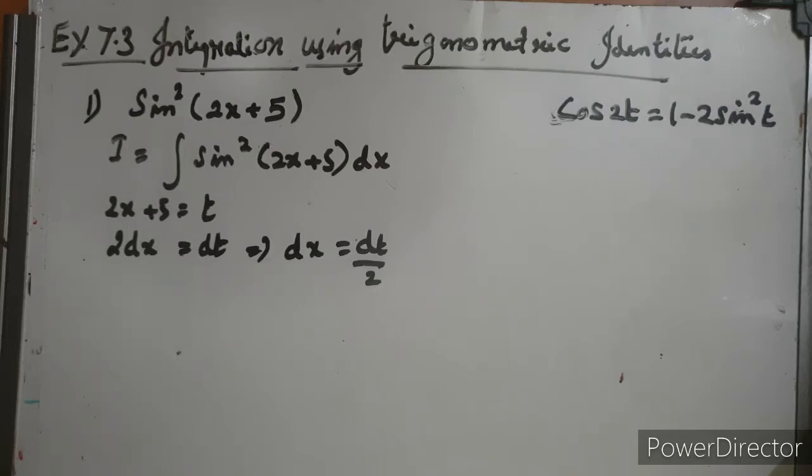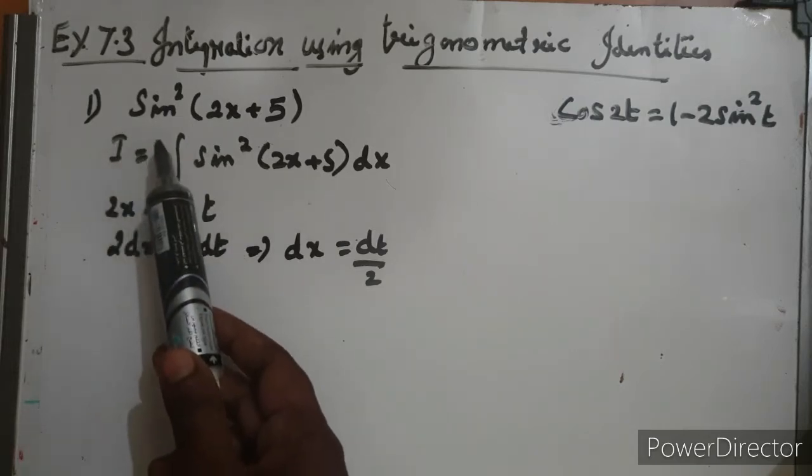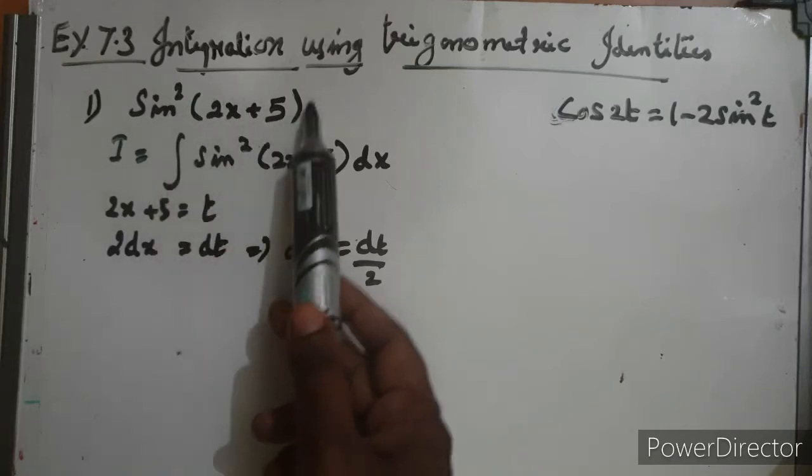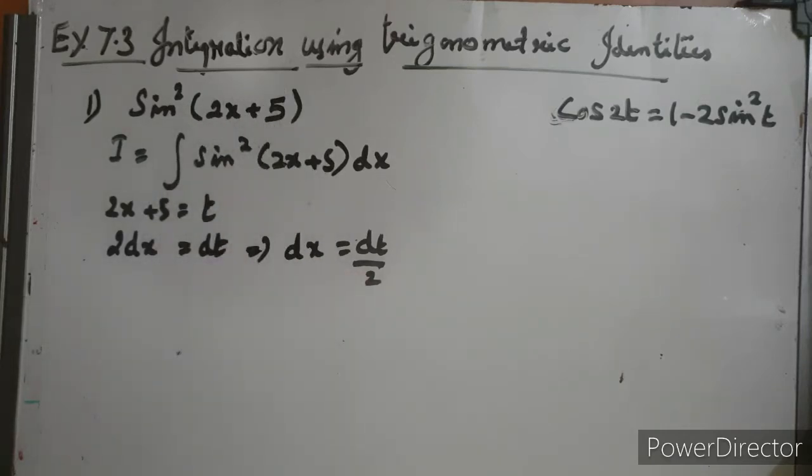Exercise 7.3. When the integrand involves some trigonometric functions, here we can see that we have to find the integral of sine square of 2x plus 5. Here the integrand involves some trigonometric functions. We use some known identities which we learnt in class 11 to find the integral of trigonometric functions.